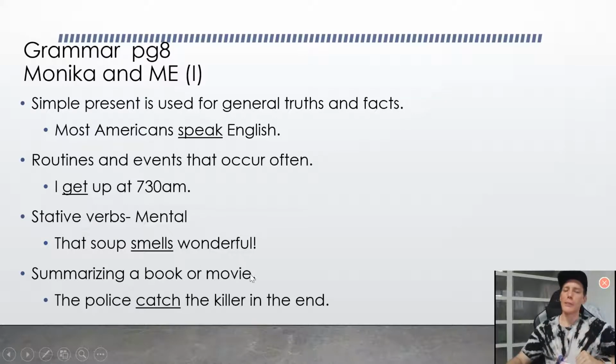Maybe you want to talk about a book or a movie, explaining what happened. The police catch the killer in the end. Now, sometimes we might talk about people, so she or he. Then we need to change this to ES on the end. So the police catch the killer in the end, but if it was he, then he catches the killer in the end. She catches the killer in the end. But the police is a group of people, like they. They catch the killer in the end. So you can see these are examples of each one.